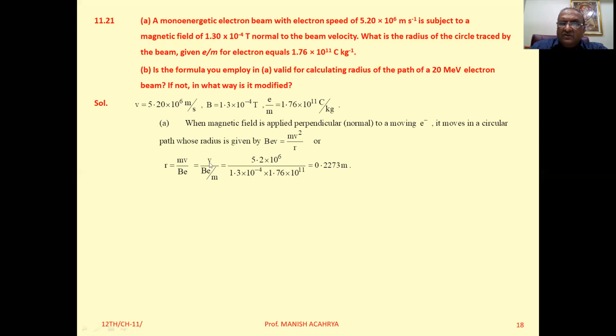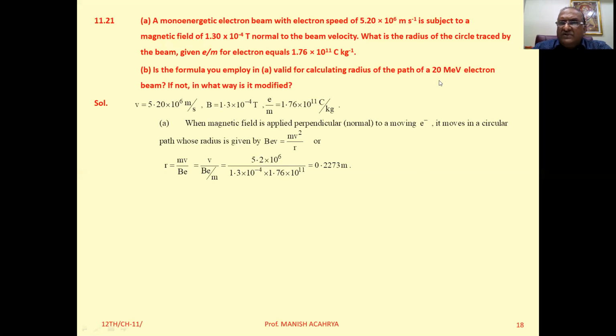We can rewrite this equation as r equals v upon (Be by m). Substitute the values of v, B and e by m given to you, then solve it, and you will get the radius of the circular path. Then after, see, we already discussed this thing.